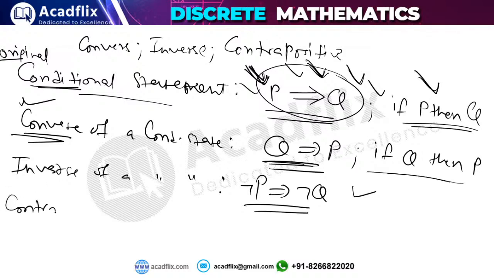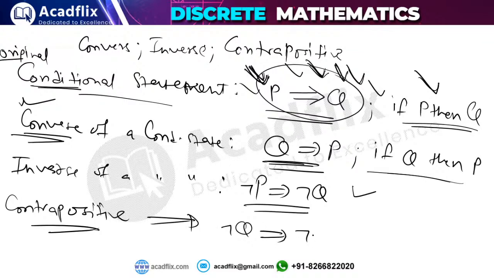How can you find contrapositive? The contrapositive of this original conditional statement will be not Q implies not P. So remember, if your original conditional statement is P implies Q, then the converse will be Q implies P, the inverse will be not P implies not Q, and the contrapositive will be not Q implies not P. So these are basically the concepts of converse, inverse, contrapositive.